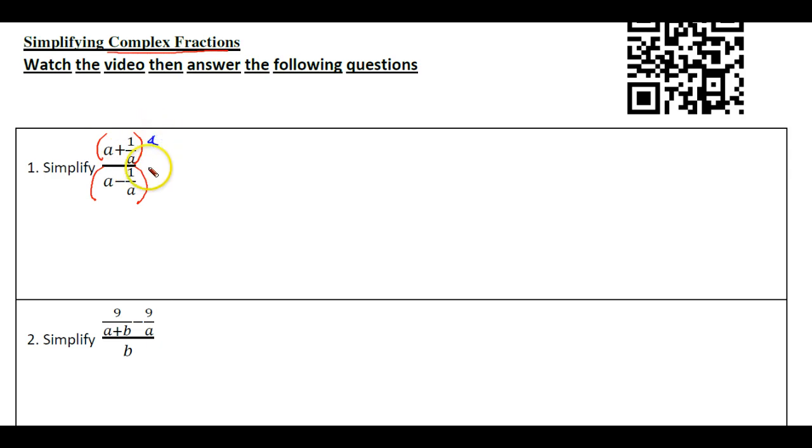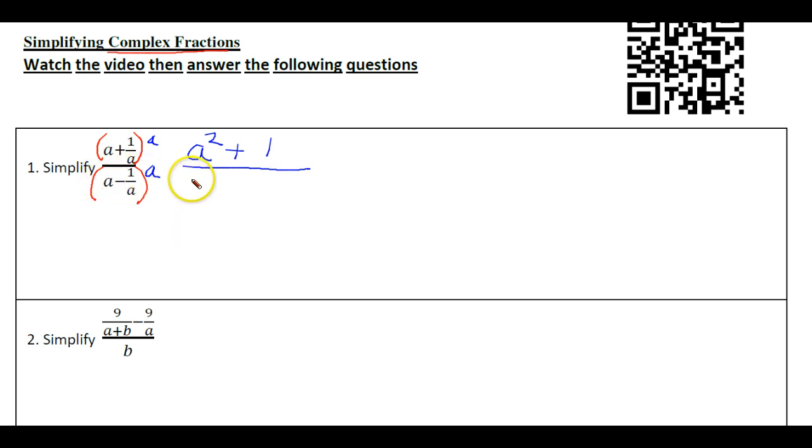Now I'm going to put the a there. It's not an exponent. It's just that I'm going to multiply both terms by this. And you'll see it gets rid of our denominators. So a times a is a to the second. Now here the a's cancel out, and you're just left with plus 1.